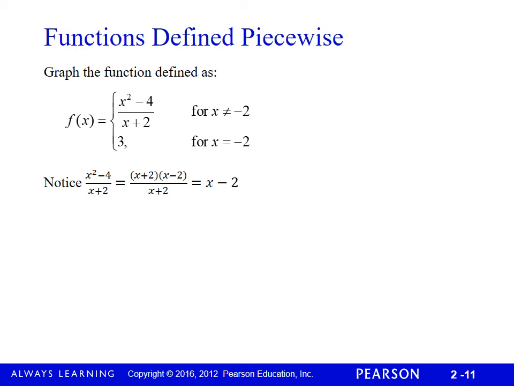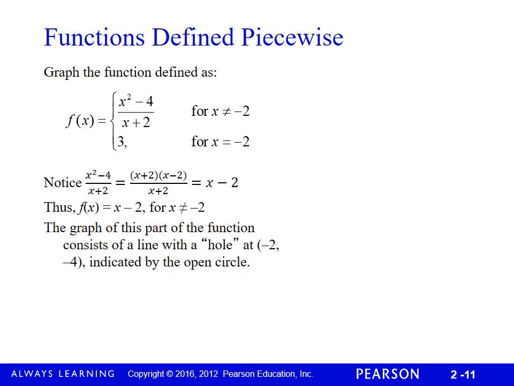If we do factoring with the first equation, we get x plus 2 and x minus 2 in the numerator, all divided by x plus 2. Well, there we have a common factor of x plus 2 that we can cancel out. So f of x equals x minus 2. So f of x for the first equation really just equals x minus 2 for any value but x equaling negative 2. It cannot equal that. So this is just a straight line.